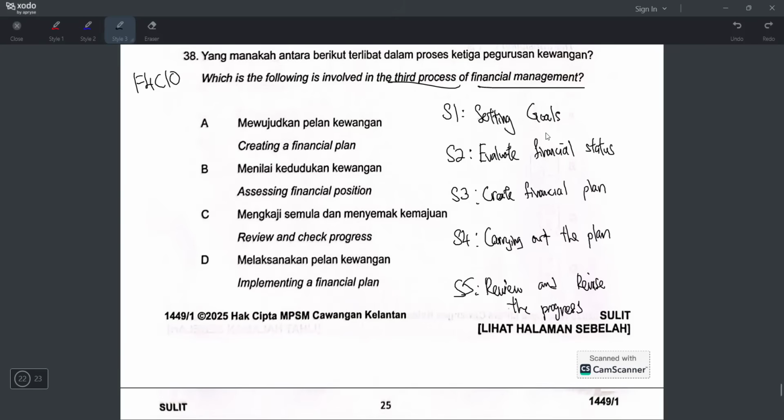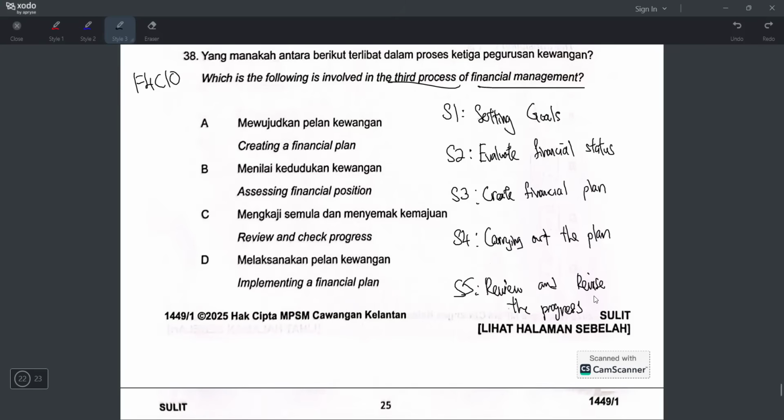So step 1, setting goals, is making sure you know what short-term goals you have and what long-term goals you have, and what goals you want to prioritize. Whether your goal is short-term or long-term. That's step one. Step two, evaluate financial status, is looking at your assets and your liabilities. Step three is when you create the plan, and then step four, carry out. This one, review, revise.